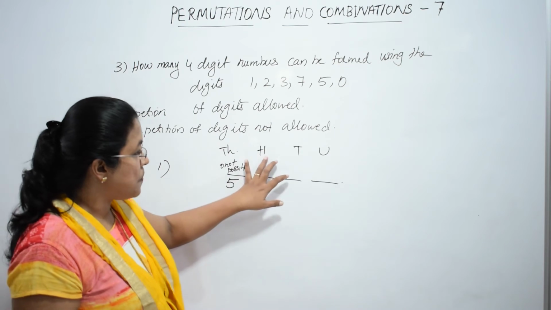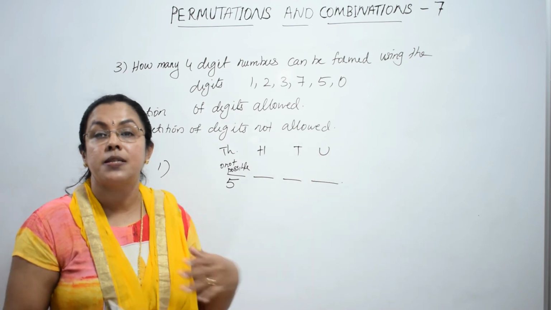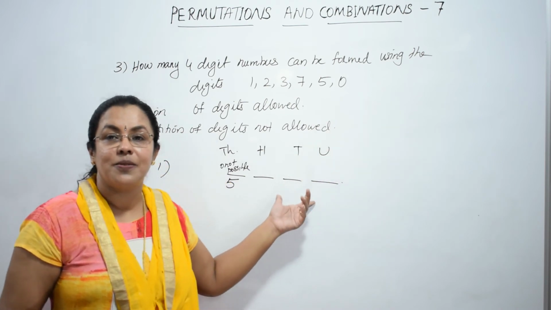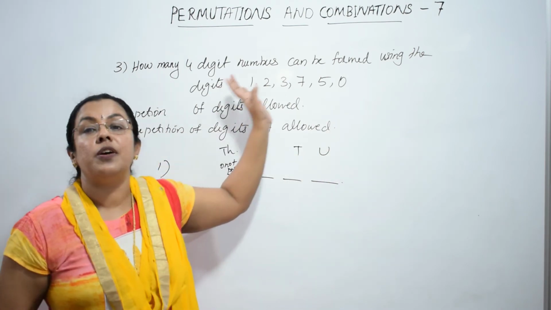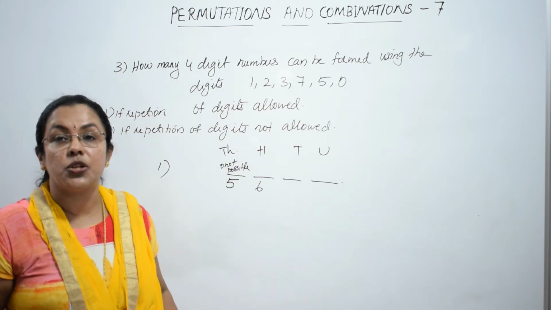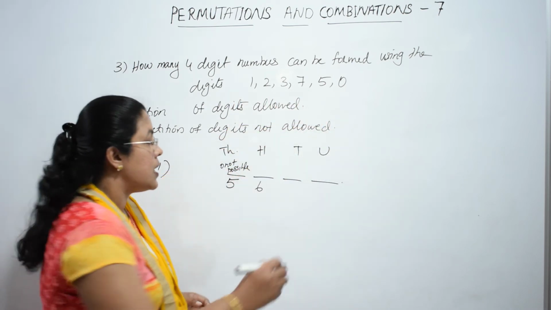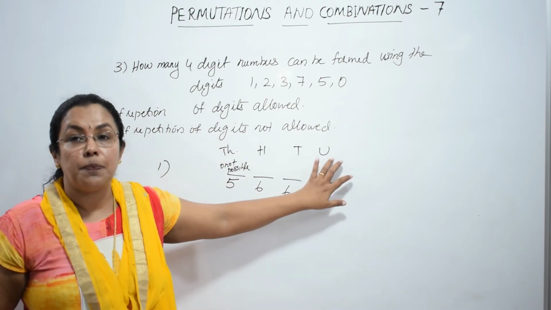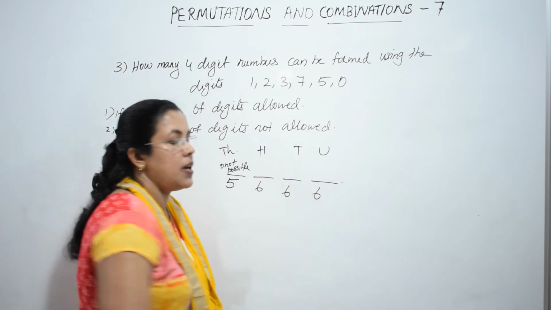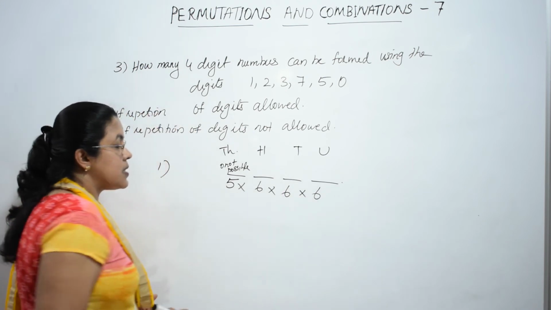But for hundreds place, tens place and units place, there is no restriction. We can fill all the 6 digits here. So, hundreds place can be filled using the 6 digits in 6 different ways. Since repetition of digits is allowed, tens place too can be filled using the 6 digits in 6 different ways, and unit place too can be filled using the 6 digits in 6 different ways. So total possibility is 6 into 6 into 6 into 5.